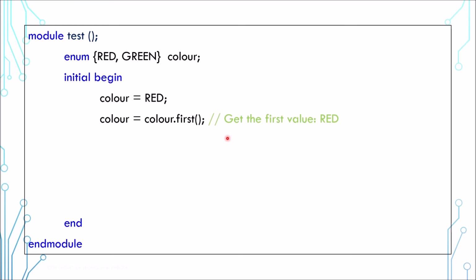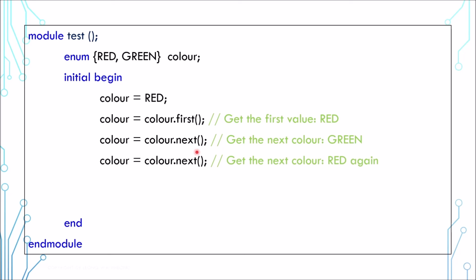For example, there is a function called first, which will give you the first value. In this case, it is red. This is the same as assigning red to color directly. There's also a function called next. Color is now red, so the next value would be green.